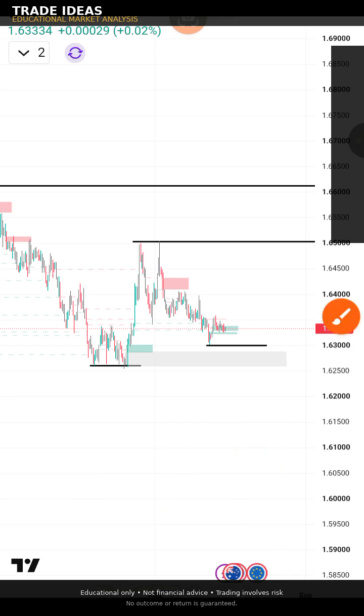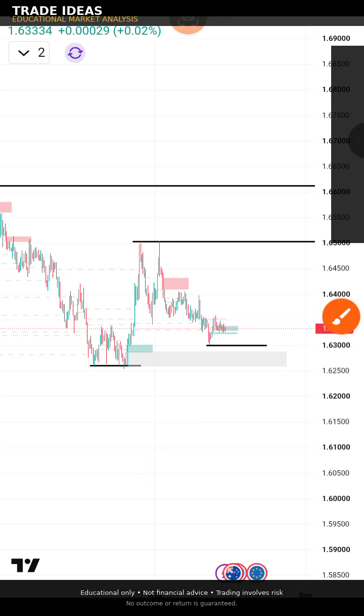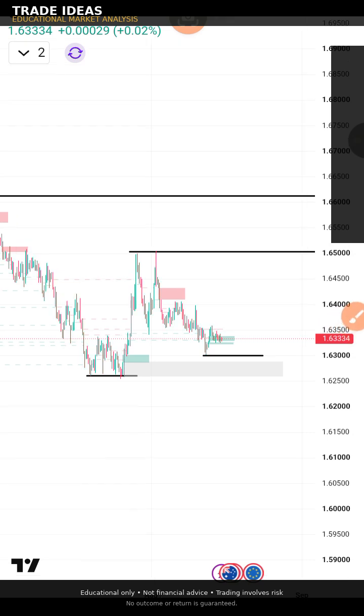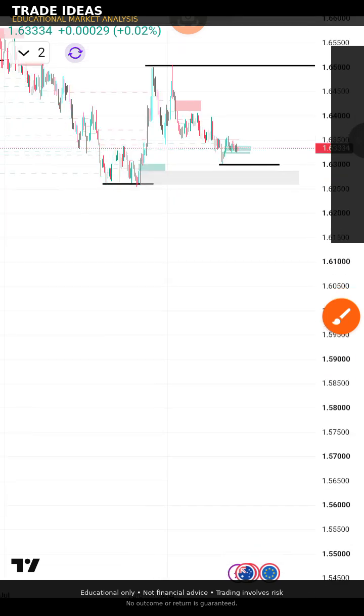But we can't just do this blindly. We need some sort of confirmation that will look exactly like what I just drew on the 15-minute time frame. When you go to 15 minutes, you still need to look for this same pattern that we formed. Sorry about that. It will form something like this.